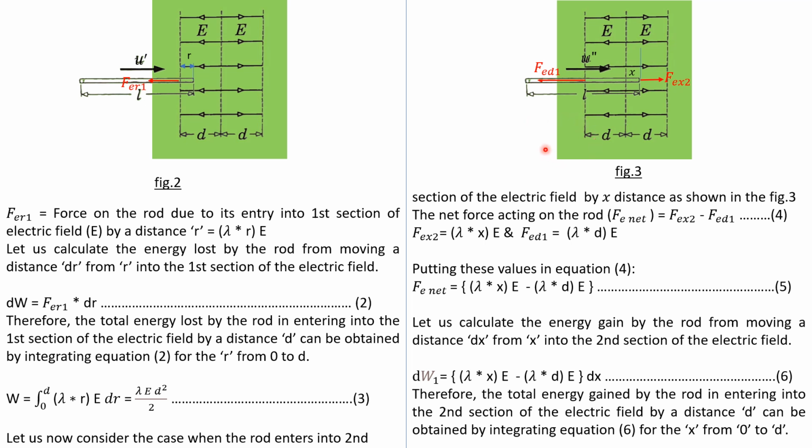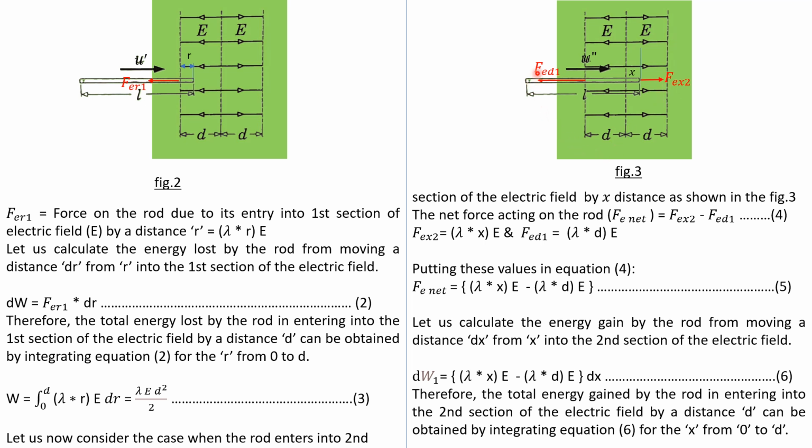Now, after the d distance of the rod has entered, because of motion, it will further go and start entering into the second section. The moment it enters into the second section, the part of the rod which will be inside the second section will have the charge on it, and the force will be in the direction of the E field. So F_E X2.